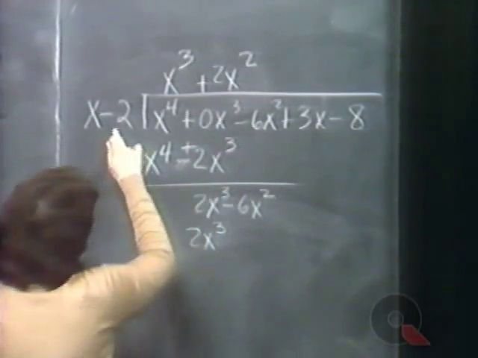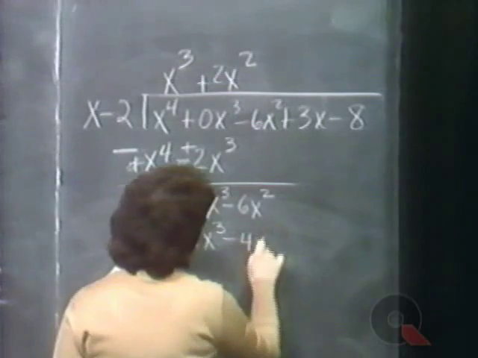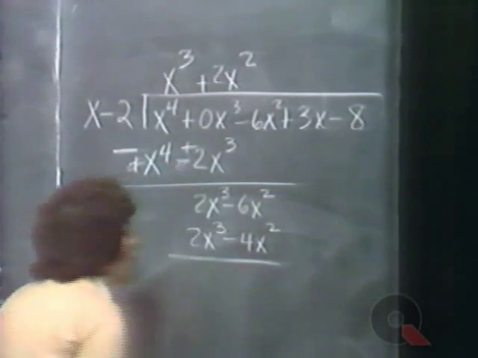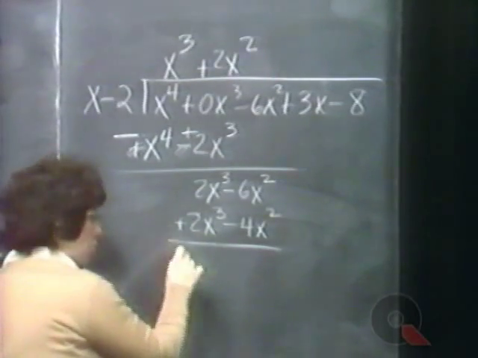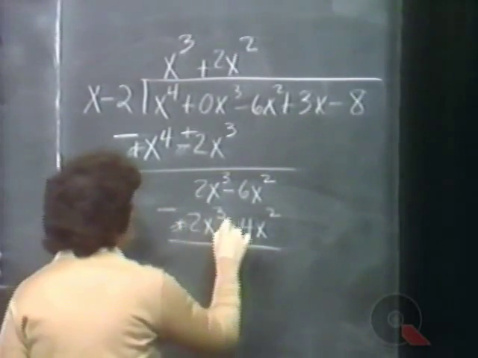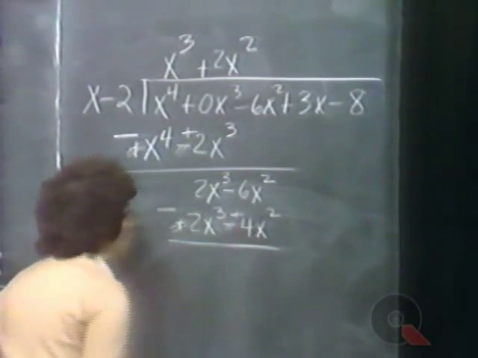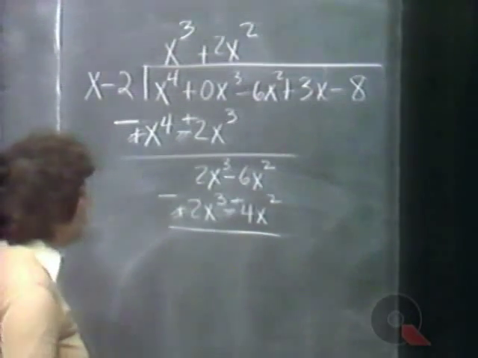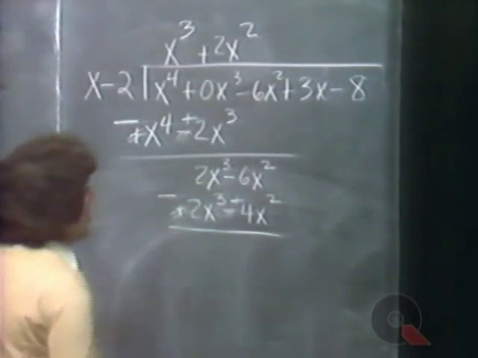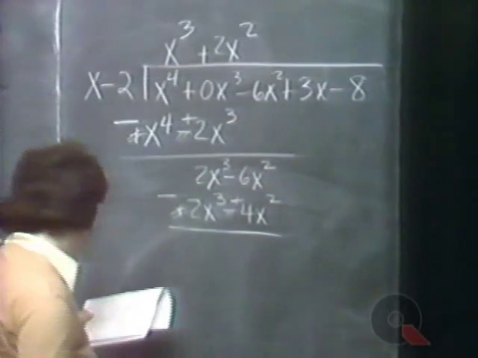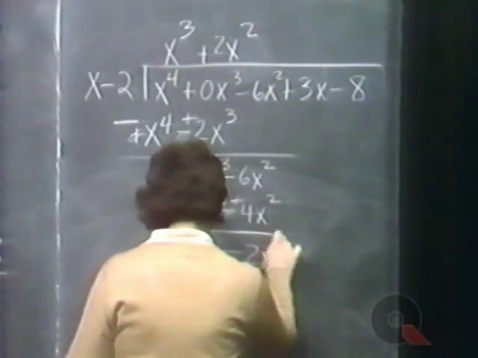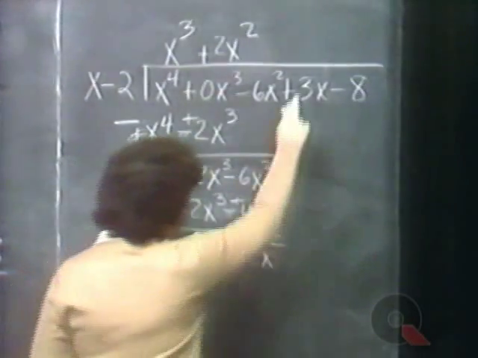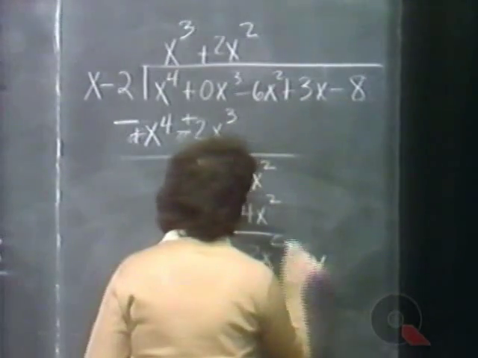The 2x squared times the minus 2 is minus 4x squared. We're going to subtract. Okay, so we're going to change the signs. The plus I'll make a minus, the minus I'll make a plus. Change the signs and add. The 2x cubed and the minus 2x cubed, they drop out. The minus 6x squared and the plus 4x squared gives you minus 2x squared. Bring down the next part, which is the plus 3x.